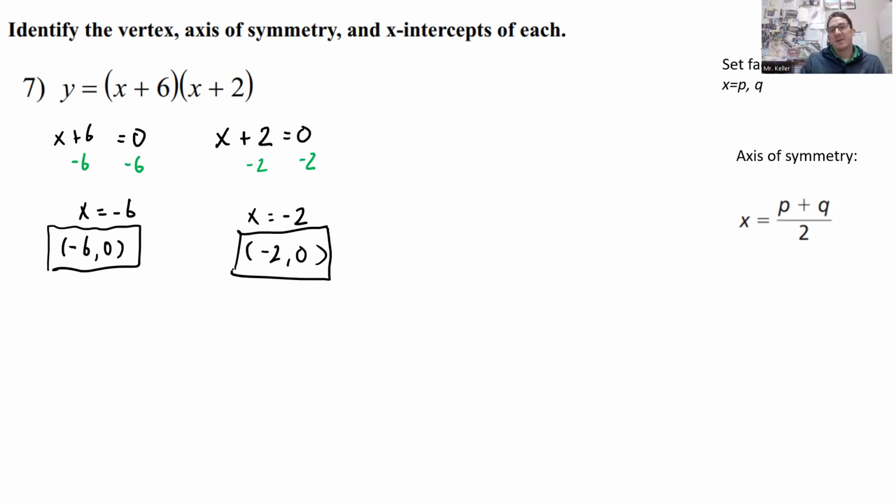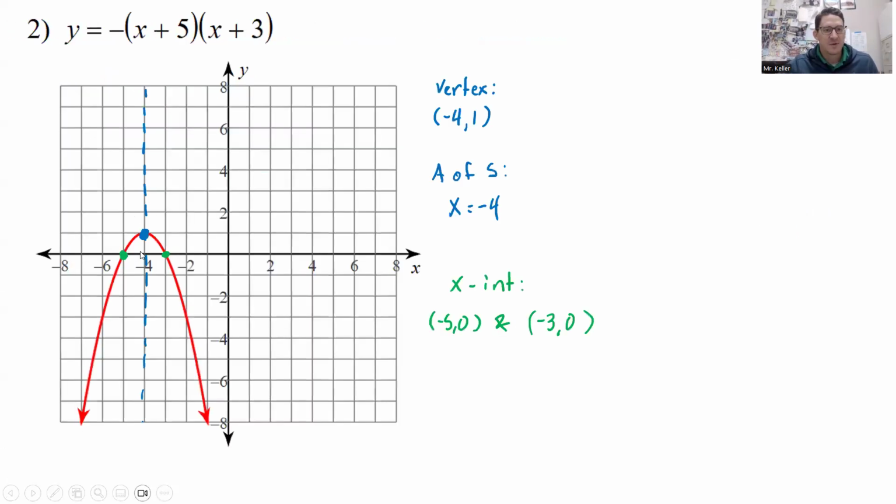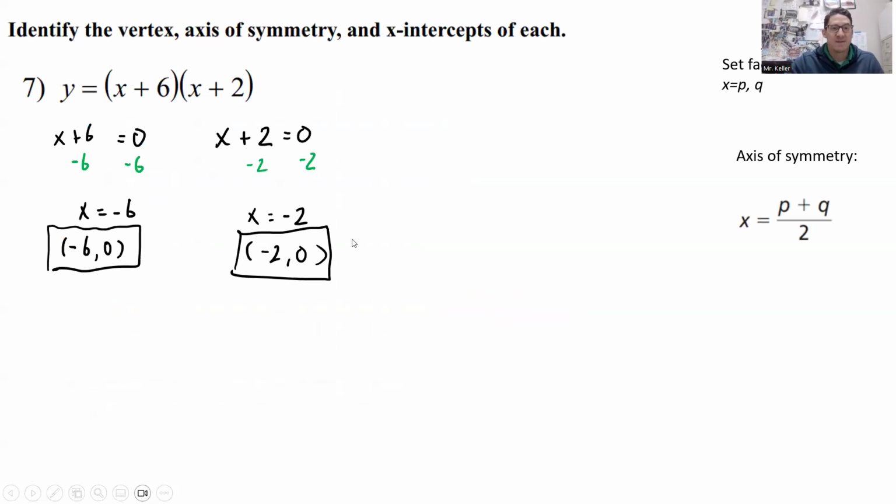The axis of symmetry. If we look, the axis of symmetry is right in between those intercepts. Since parabolas are symmetric, it's going to cut right in between. So we need the x value in between -6 and -2.